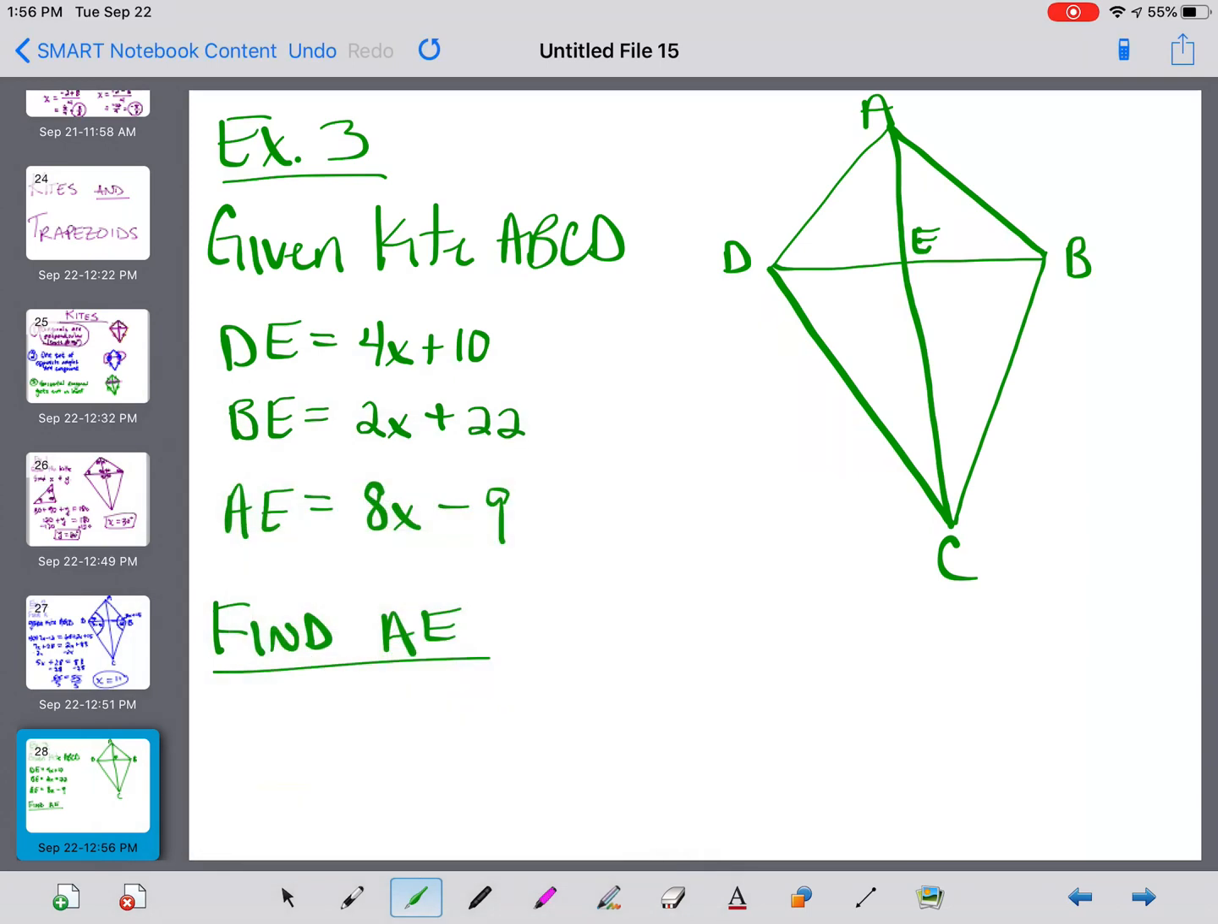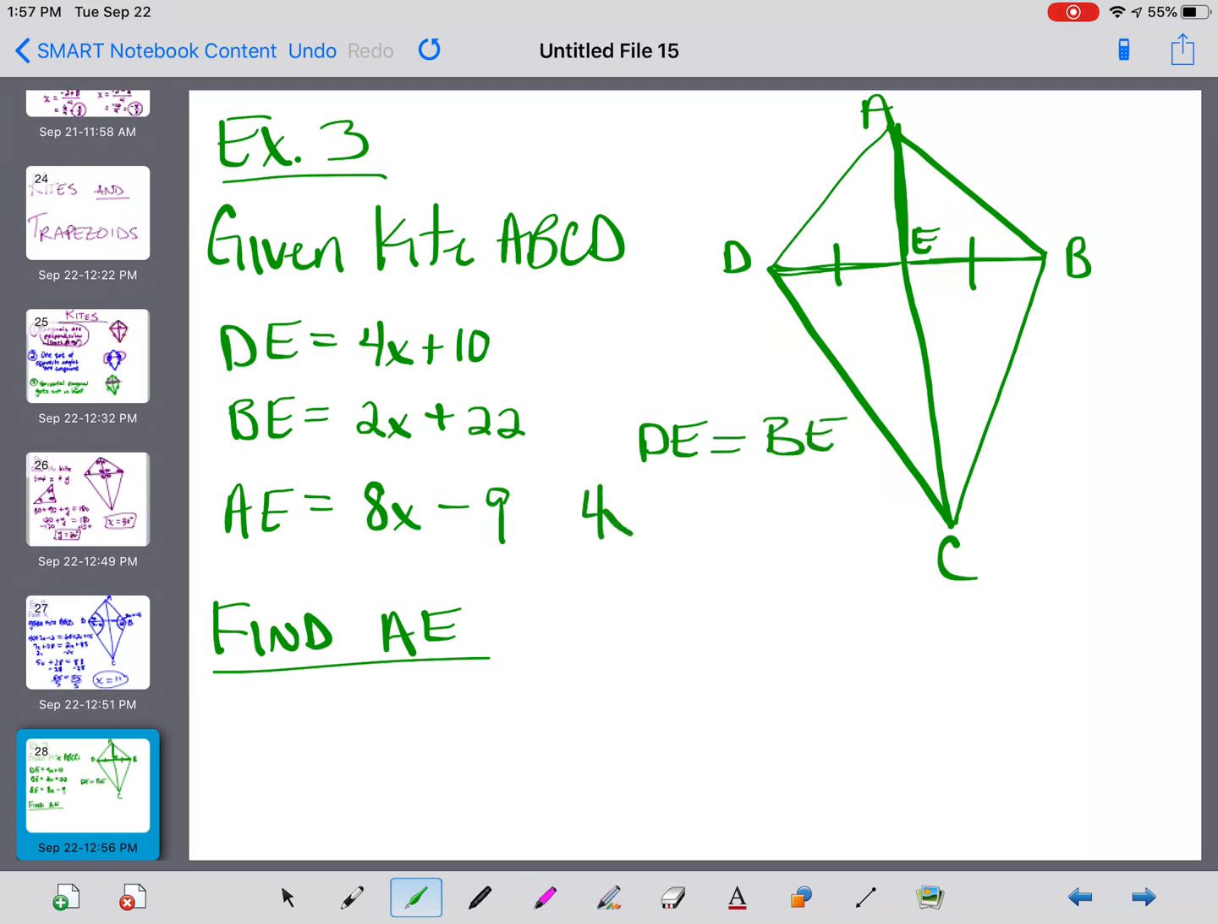Example 3. It says given kite ABCD, DE equals 4x plus 10. That's this side length. BE equals 2x plus 22. That's this side length. And AE equals 8x minus 9. That's the vertical AE. Well, I don't know anything about any properties that deal with that portion of the diagonal, but I do know that in a kite, these two sides are equal. Therefore, I could set up DE is equal to BE.